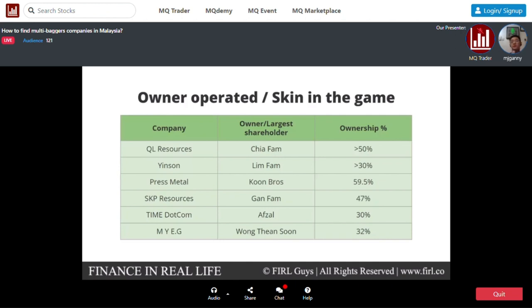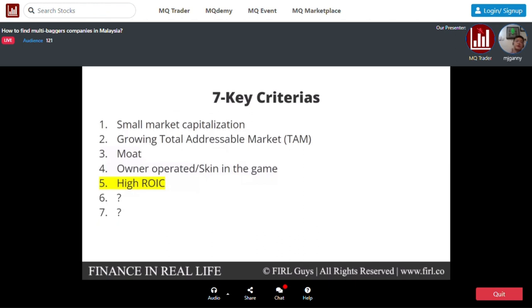So these are very significant amounts. Of course, it does not need to be necessarily a majority ownership, but it needs to be significant, right? Basically, they have to eat their own cooking. Okay, so that's criteria number four. We go to criteria number five.